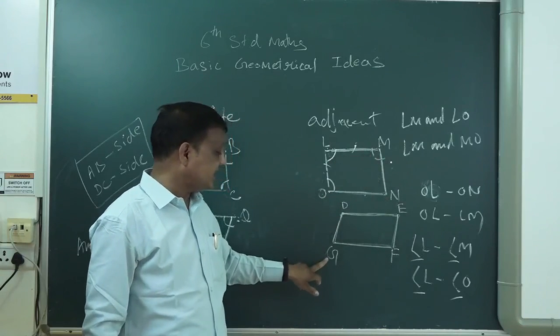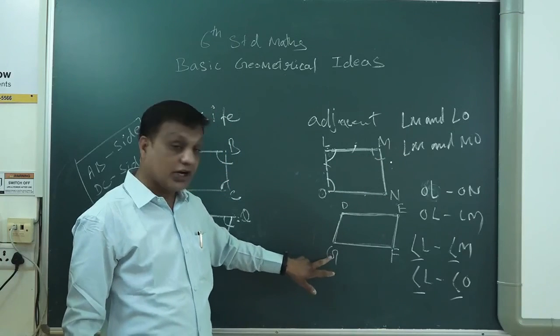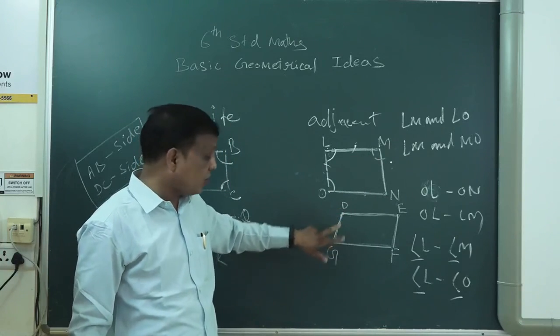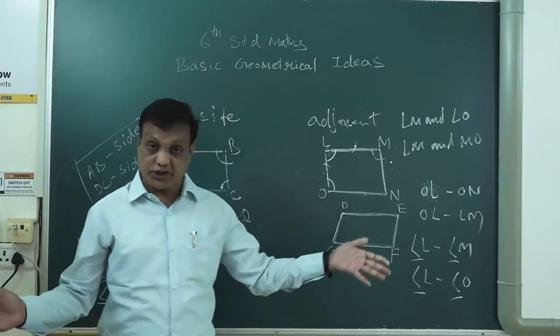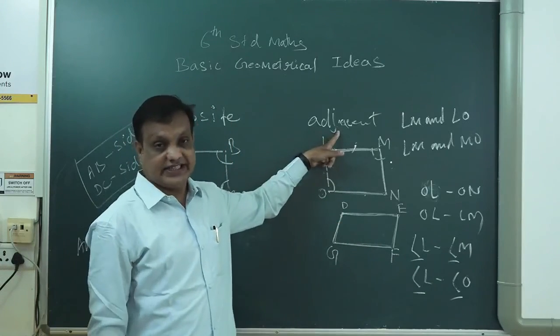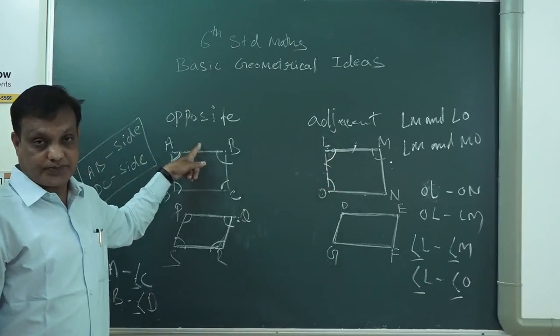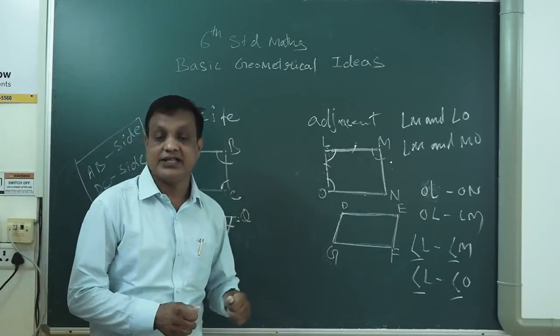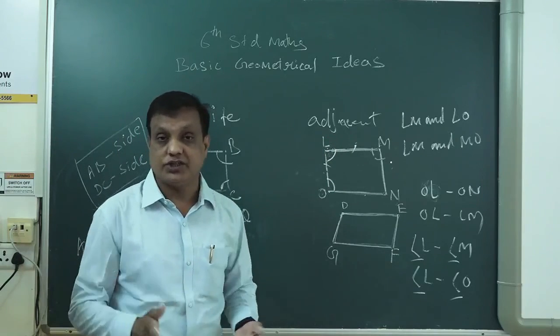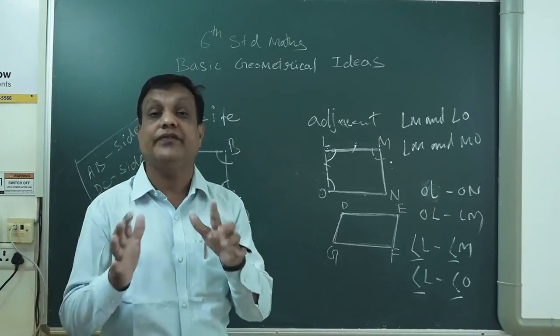Here, what is the adjacent angle of G? The adjacent angle of G is angle D also and the adjacent angle of G is angle F also. जो आजू बाजू में रहते हैं. So it is called adjacent and this is called opposite. So today we learned some basic geometrical ideas which are important to learn geometry. Geometry means totally figures chapters.